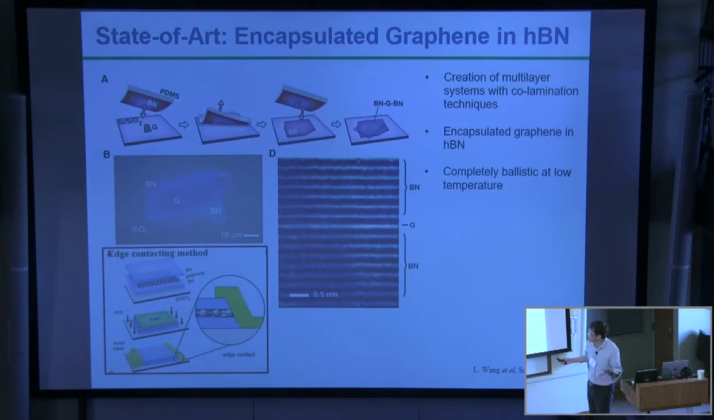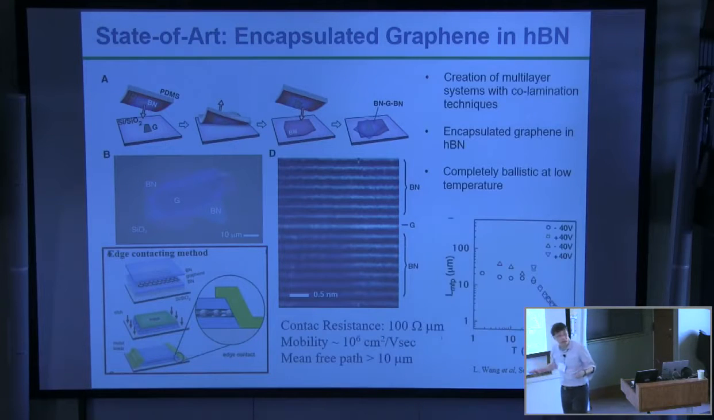Usually the mobility of the sample is now about 1 million. It turns out the mobility is usually limited by the scattering at the edge of the sample, which means the mean free path is about 10 micron, about the size of the sample. But nevertheless, I think the quality of the sample is yet about 30 times worse than the best quality of the sample that you can see in gallium arsenide.